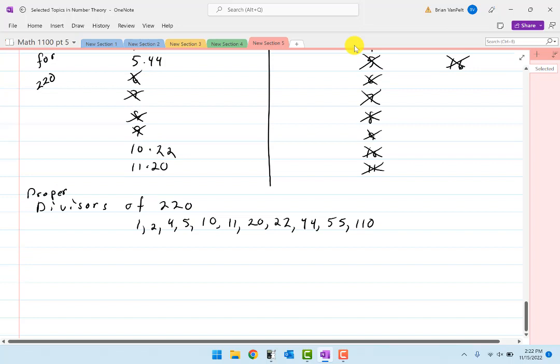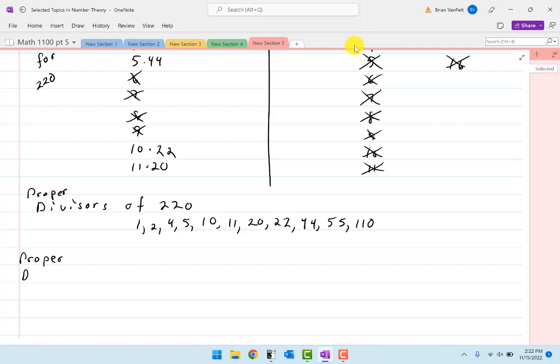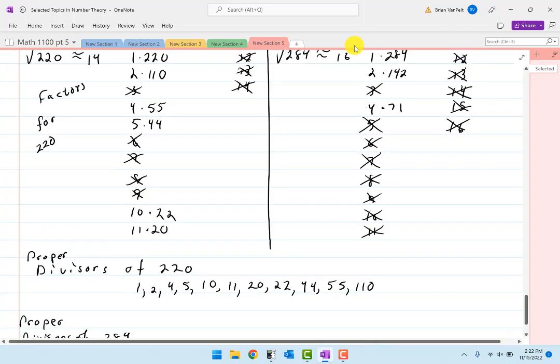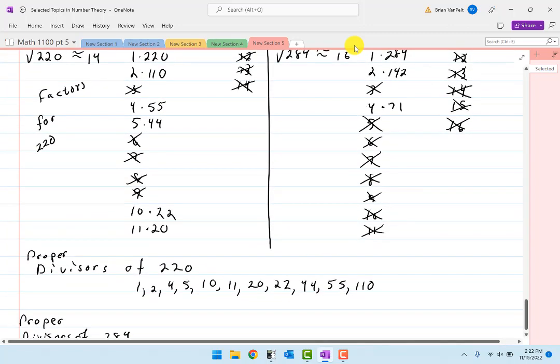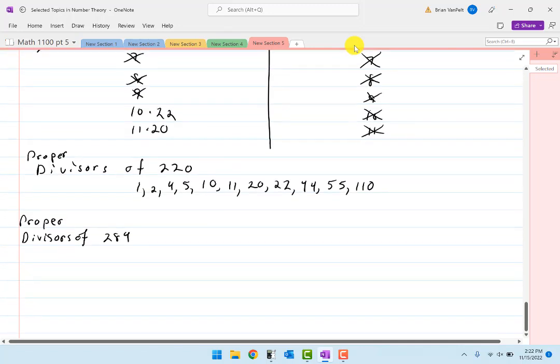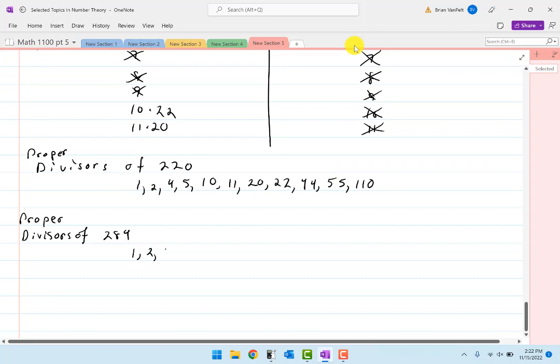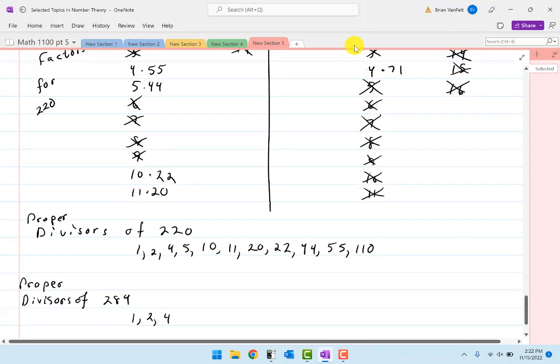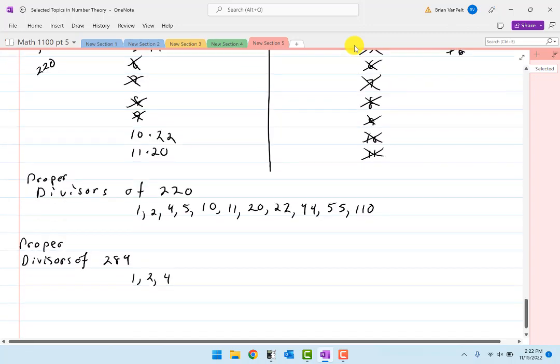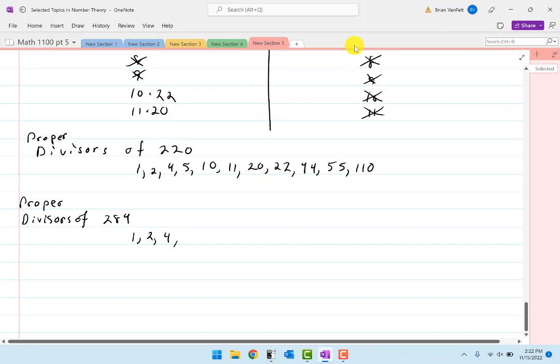Now let's look at the proper divisors of 284. There's a lot fewer of these. There's only a total of 6 of them. So 1, 2, 4, 71, and 142. Actually, only 5 of them.